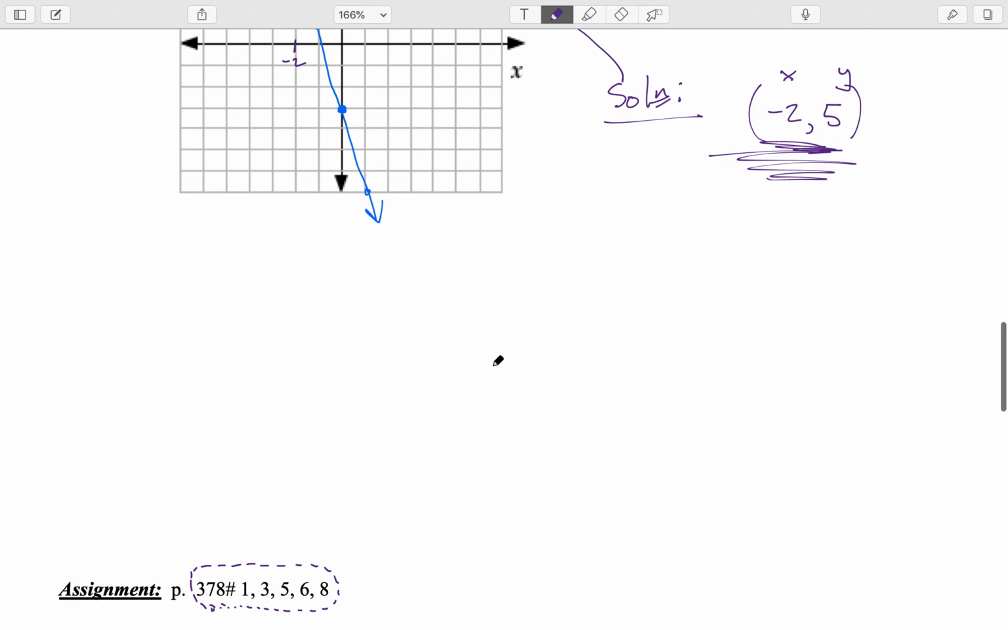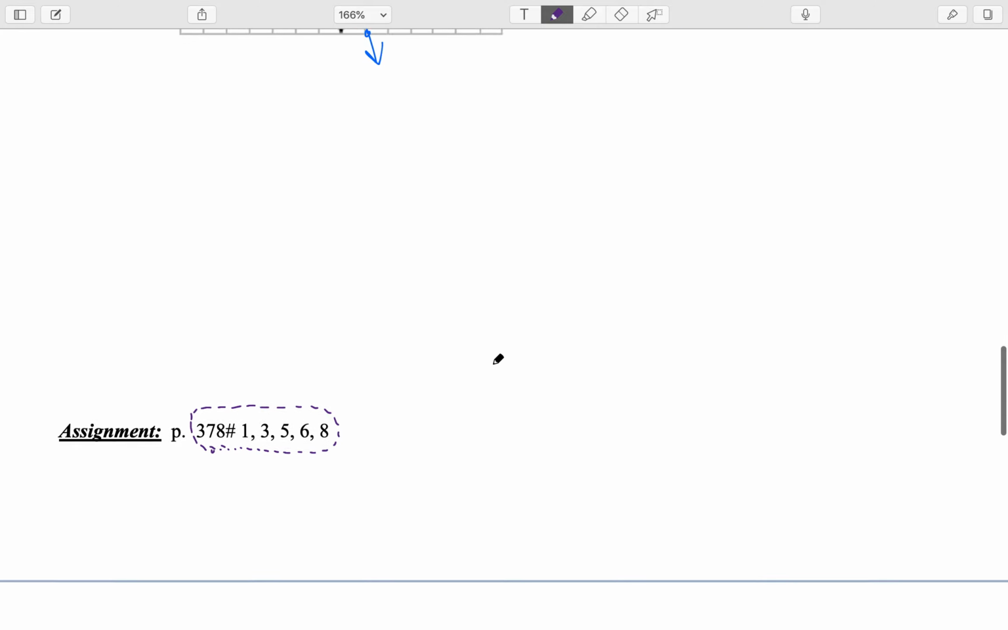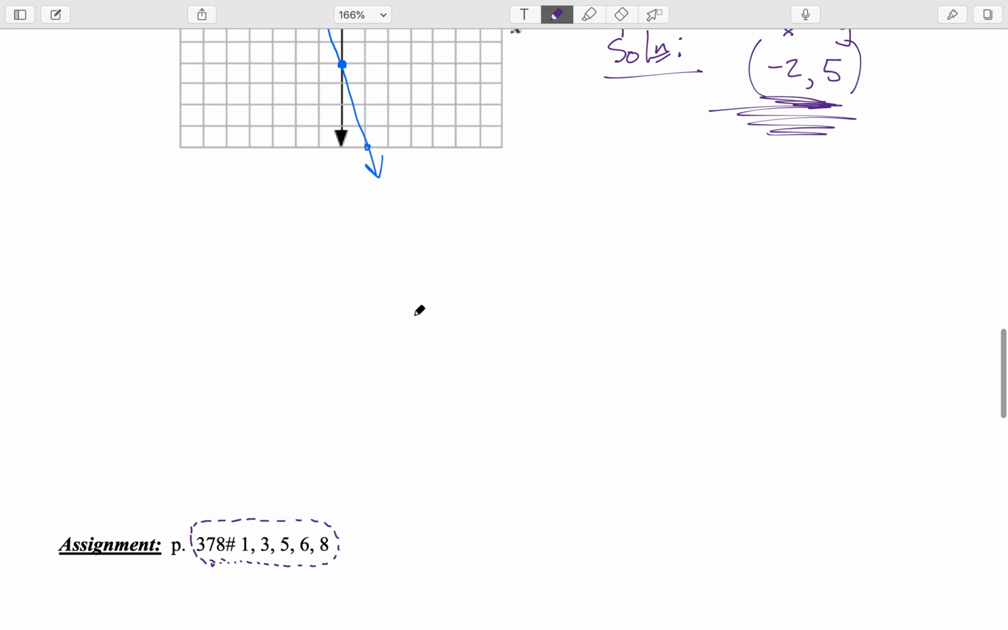Alrighty, so this is the first part of the section. And this should take us this week and next week, really. Okay, anyways, good luck with these, and take care.